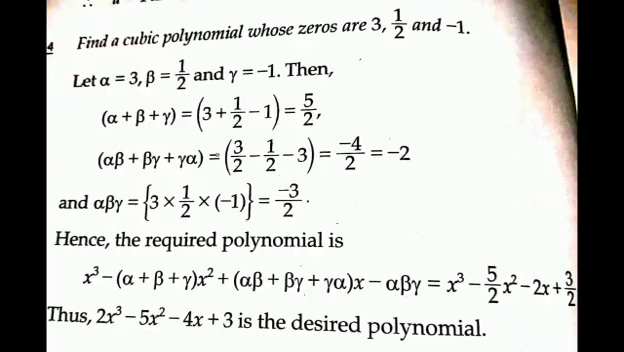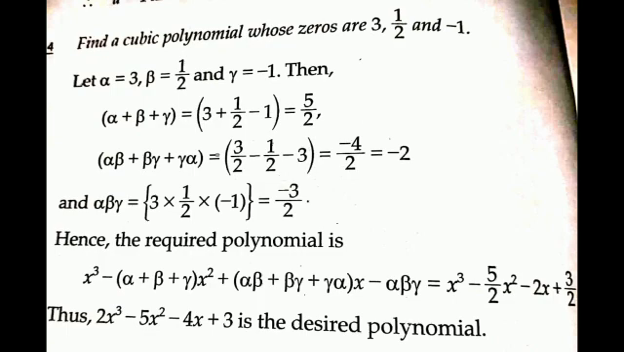Moving ahead, let me consider one more example. And here in this, find a cubic polynomial whose zeros are 3, 1/2 and -1. So what is given here? The zeros of the cubic polynomial are given and we are supposed to find that cubic polynomial. Now start the solution. Let alpha is equal to 3, beta is equal to 1/2 and gamma is equal to -1.